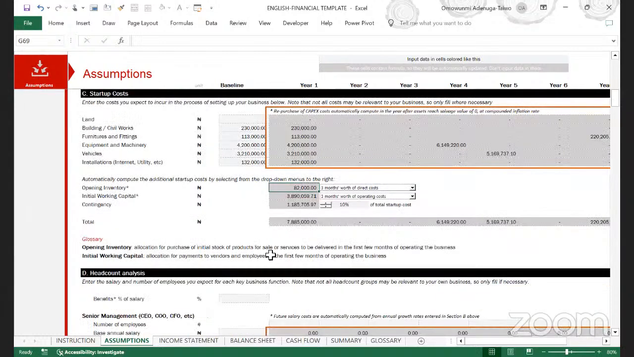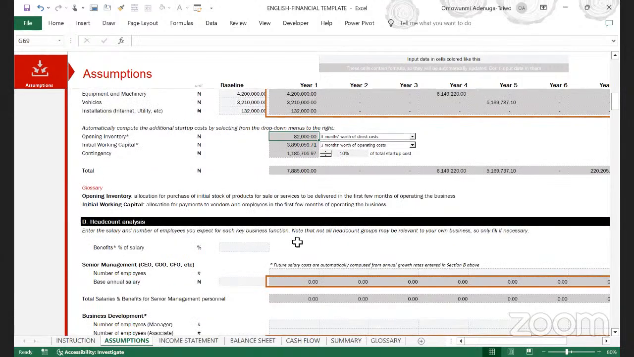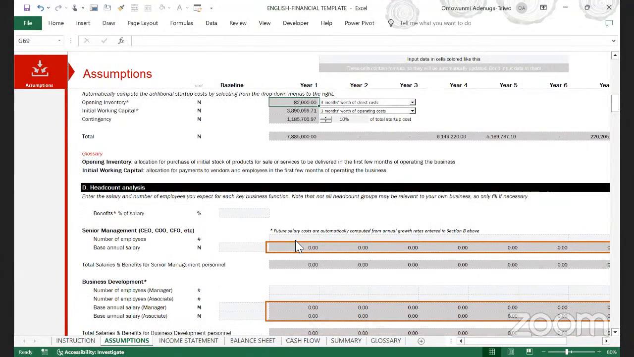So before we move to the fourth section, which is headcount analysis, I will pause here for translations.